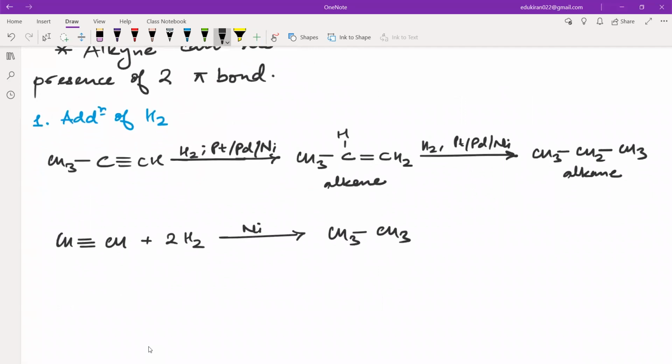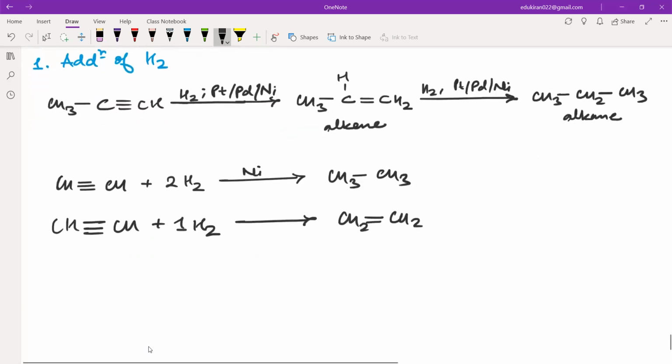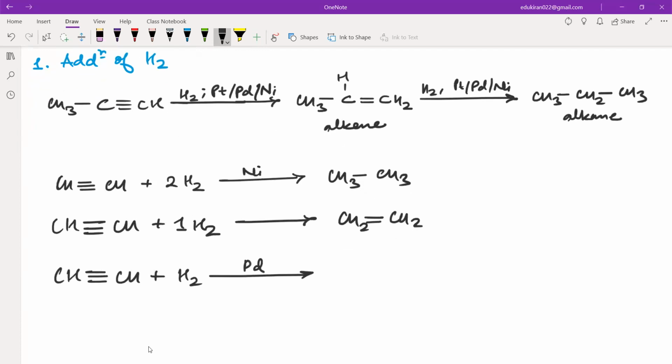Now, if they have specifically mentioned CH triple bond CH plus one H2, then you are going to write CH2 double bond CH2. But if they don't mention anything, and they just write CH triple bond CH and H2 in the presence of, let us say, Pd, then how will you write? You will write this reaction CH2 double bond CH2. Then again, it can react with H2 in the presence of Pd, and then it can form CH3CH3.